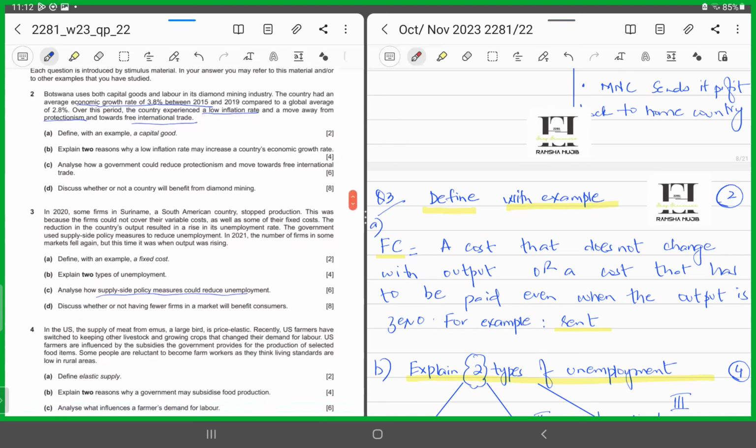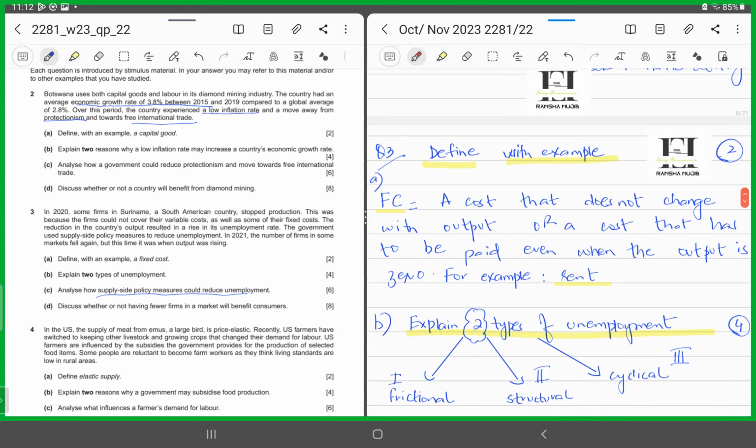So the government tried to make use of supply-side policy measures to reduce the level of unemployment and increase the level of employment. And in 2021, the number of firms in the markets again fell, but this time the output was rising. So the first part they are asking you is to explain fixed cost. We all know fixed cost is a cost that does not change with the level of output, or it is a cost that has to be paid even when the level of output is 0. Simple. An example you can say is rent.